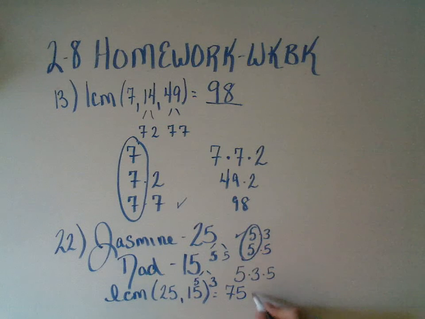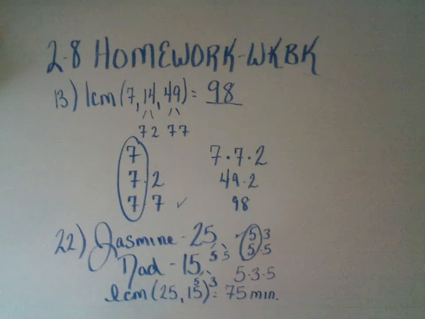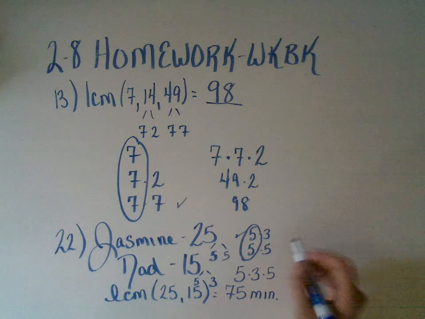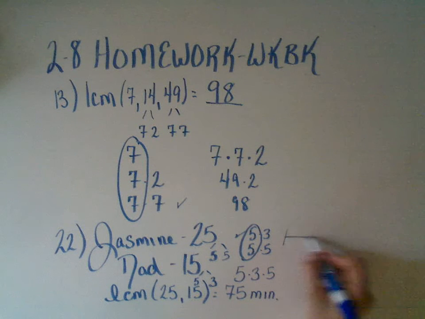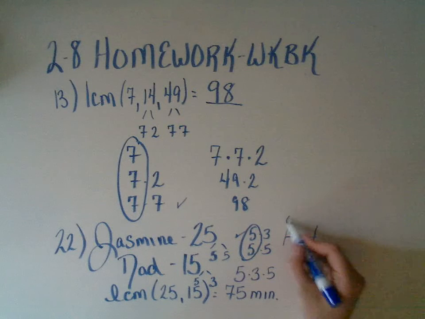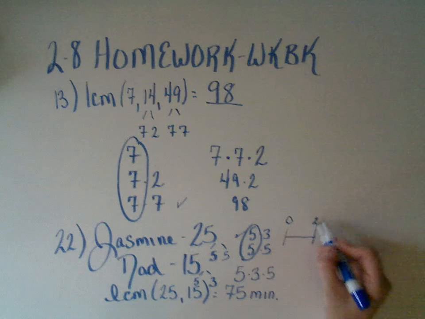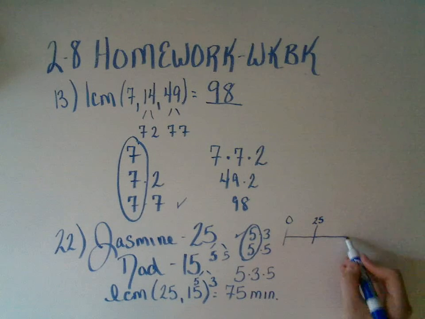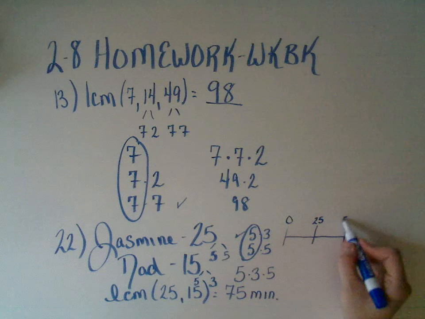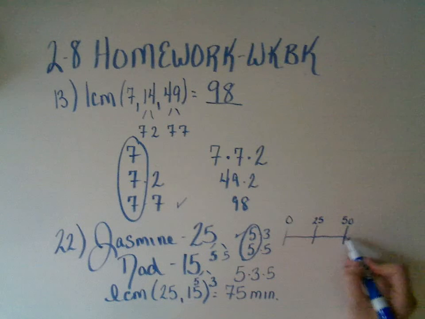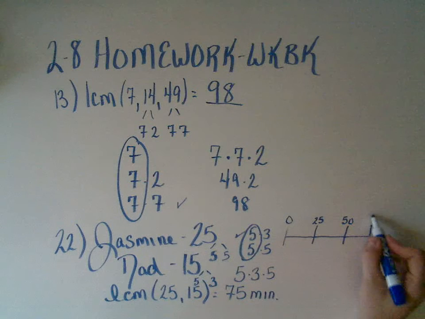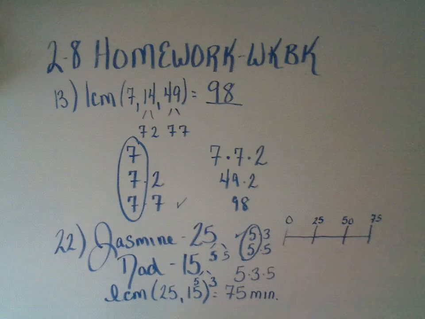Or in the context of the problem, in 75 minutes, they'll both be planting a tree again at the same time. And we can make a little image to see this happen here. With Jasmine, she's planting a tree every 25 minutes. So she started at 0 minutes. 25 minutes later, she's going to be planting a tree. 25 minutes later, she's going to be planting a tree. 25 minutes later, she's going to be planting a tree. I'm stopping because we think that that's what the answer is from what we did in terms of calculation.